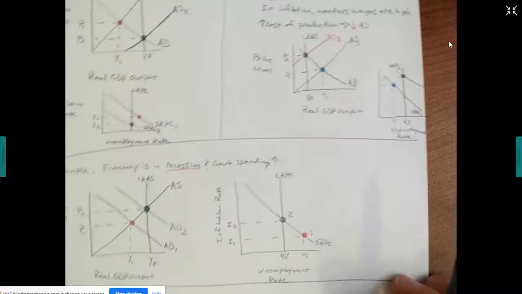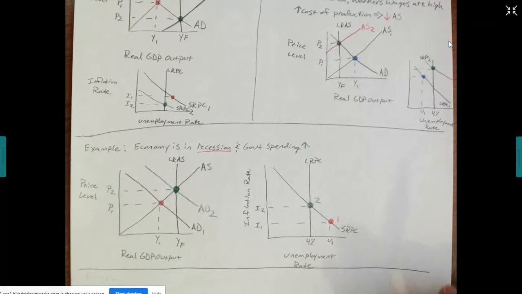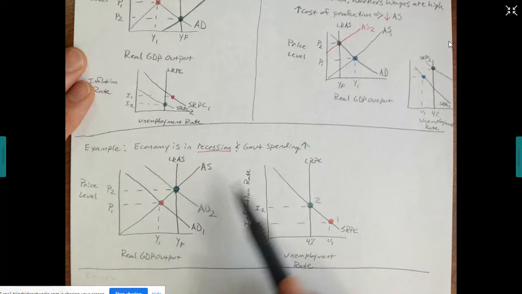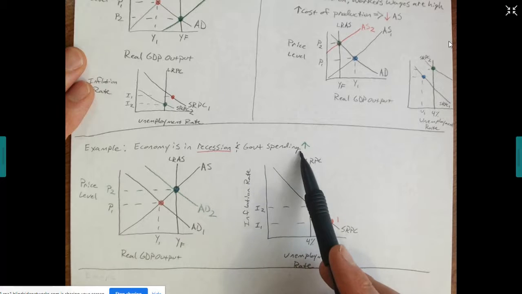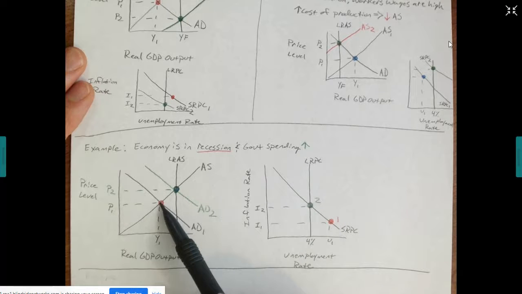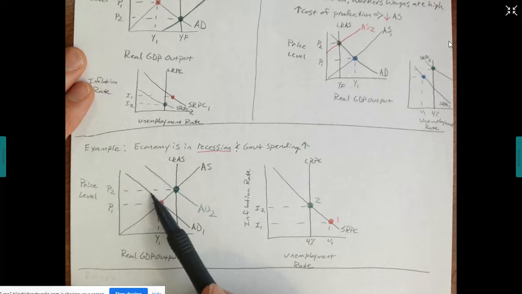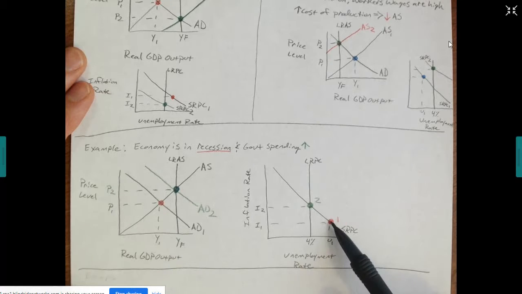Lastly, if the economy were to be in a recession, as illustrated here, where our current level of output is not at our full potential level of output, and the government decides to increase its spending, you would see that aggregate demand increases, bringing us to equilibrium. Prices come up, and then real GDP comes up.